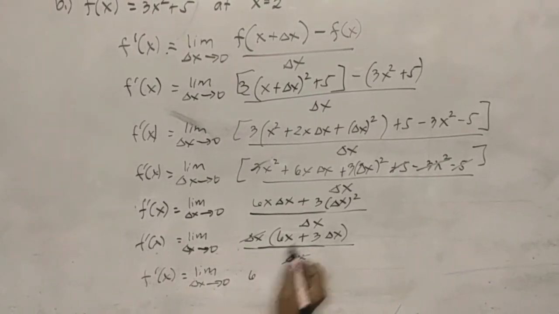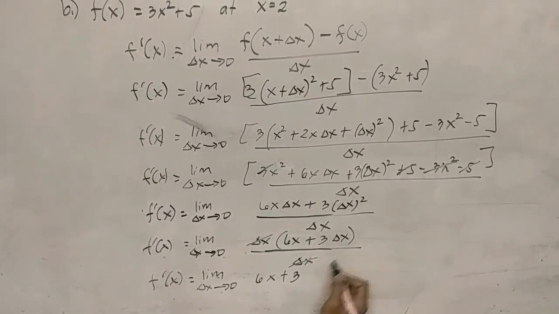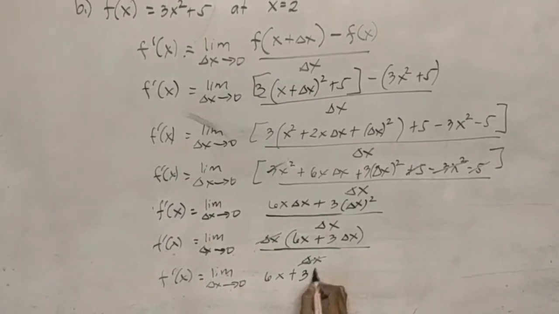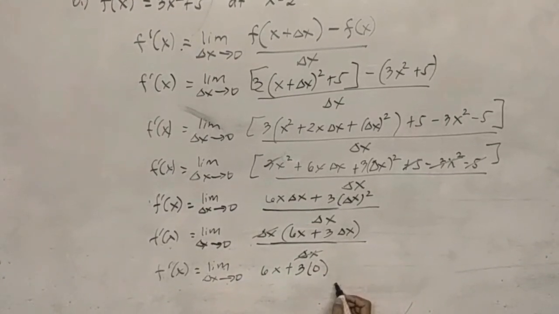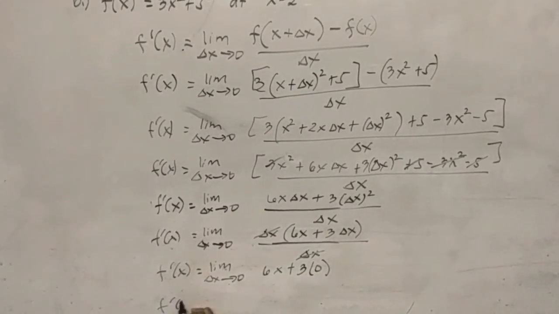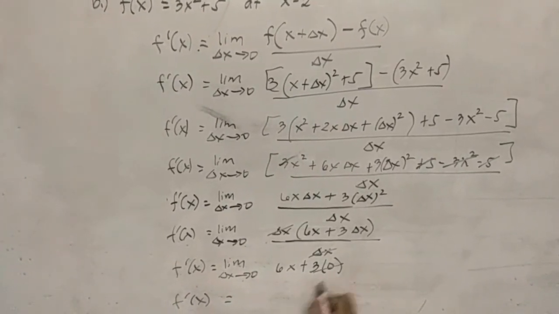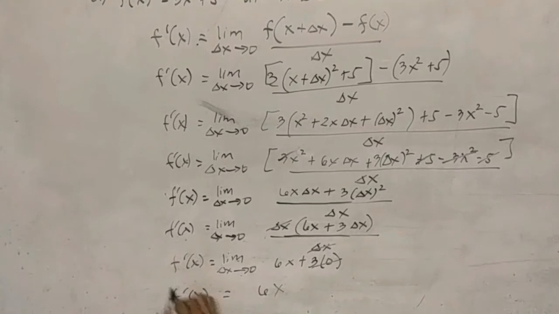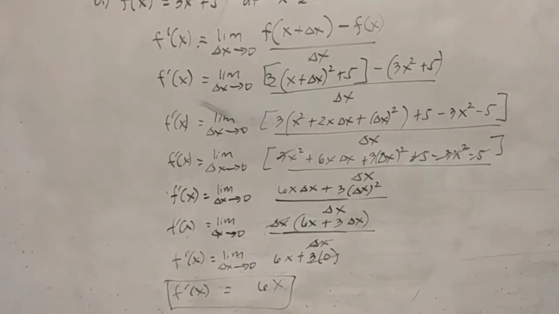So, f prime of x is equal to the limit as delta x approaches 0. We have 6x plus 3. So, i-subject natin ng 0 kay delta x. So, natira na lang ay, so f prime of x is equal to, okay, wala na yan, so 6x na lang. So, therefore, f prime of x is equal to 6x.